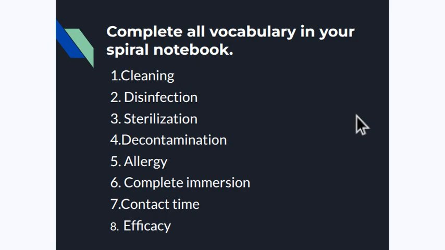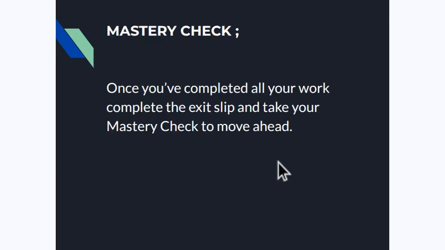Okay, ladies, complete all vocabulary in your spiral notebook. So here are your 8 terms: cleaning, disinfection, sterilization, decontamination, allergy, complete immersion, contact time, and efficiency. Once you've completed all your work, complete the exit slip and take your mastery check to move ahead to learning Objective 6. Good luck, ladies. I'll see you in learning Objective 6.